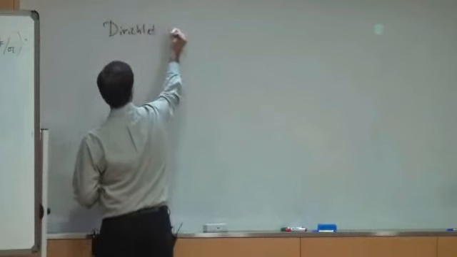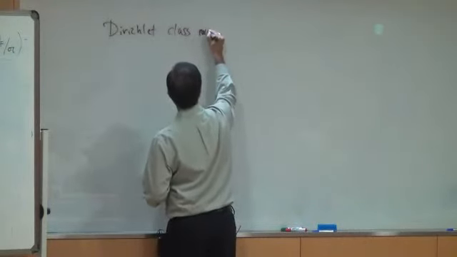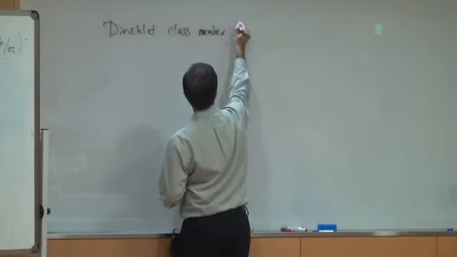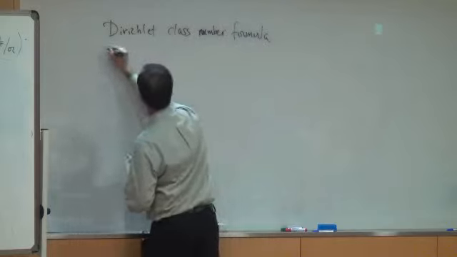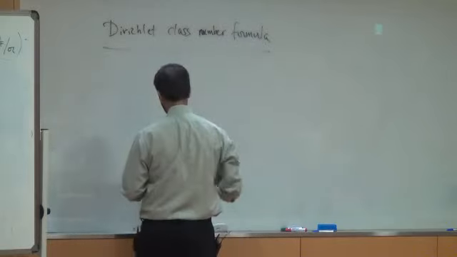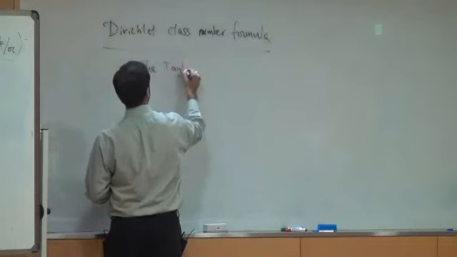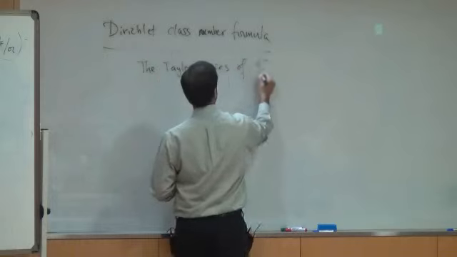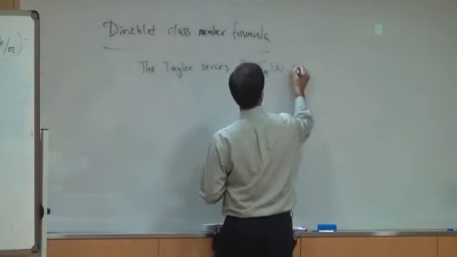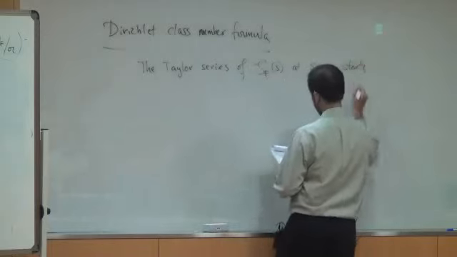So this is the Dirichlet class number formula, but stated in a slightly different way than one usually finds, because I've turned the point from s equals 1 to s equals 0. So it says that the Taylor series of zeta_F(s) at s equals 0 starts as follows.